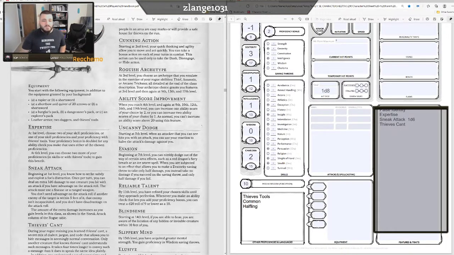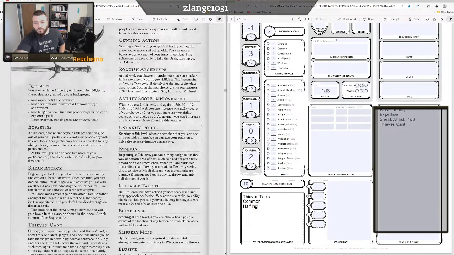So, expertise. At first level, choose 2 of your skill proficiencies, or 1 of your skill proficiencies and your proficiency with Thieves' Tools. Choose 2 skills or a skill in Thieves' Tools, basically. Your proficiency bonus is doubled for any ability checks you make that use either of the chosen proficiencies. At 6th level, you can choose 2 more proficiencies or a skill in Thieves' Tools to gain this benefit. So basically what it means is you double your proficiency bonus with those things that you're proficient with.